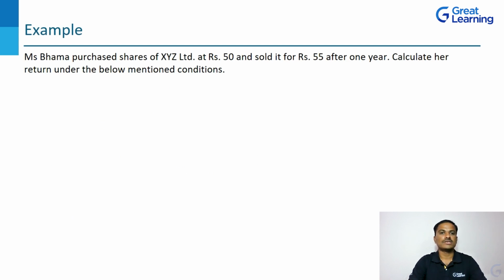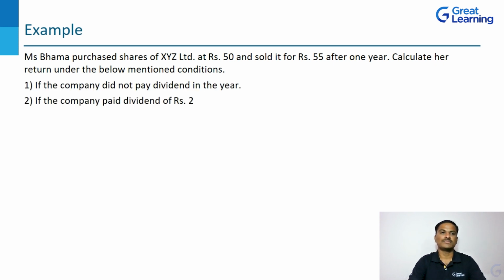Mr. Bama purchased the shares of XYZ Limited at rupees 50 and sold it for 55 after 1 year. Calculate her returns under the below mentioned conditions. There are two conditions here. One, assume the company is not paying dividend in the year. Condition 2, assume the company is paying dividend of rupees 2. So for these two situations, we have to calculate returns.